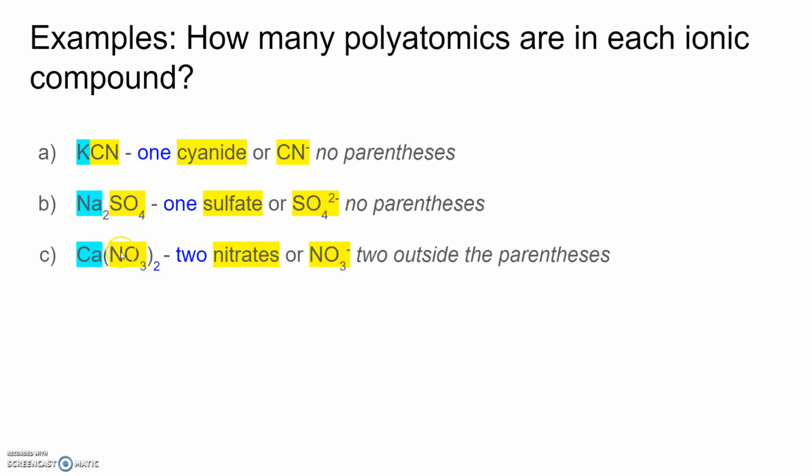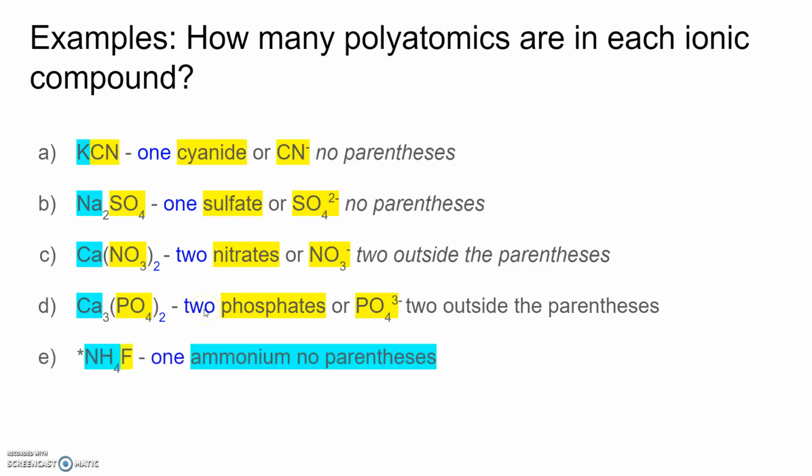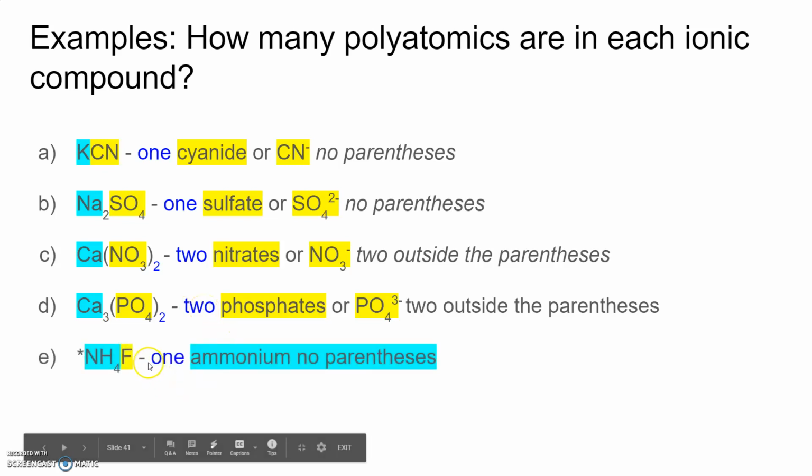Here we have calcium nitrate. There are two because there's a parentheses, and the subscript outside is a 2. So that means there are 2 nitrates, or 2 NO3 minus. This compound has parentheses as well, and inside the parentheses we have phosphates, and there are 2 of them, and I know that because of the subscript outside. So the subscript outside tells me that there's 2. And for ammonium, I know that there's 1 because there's no parentheses around that polyatomic.